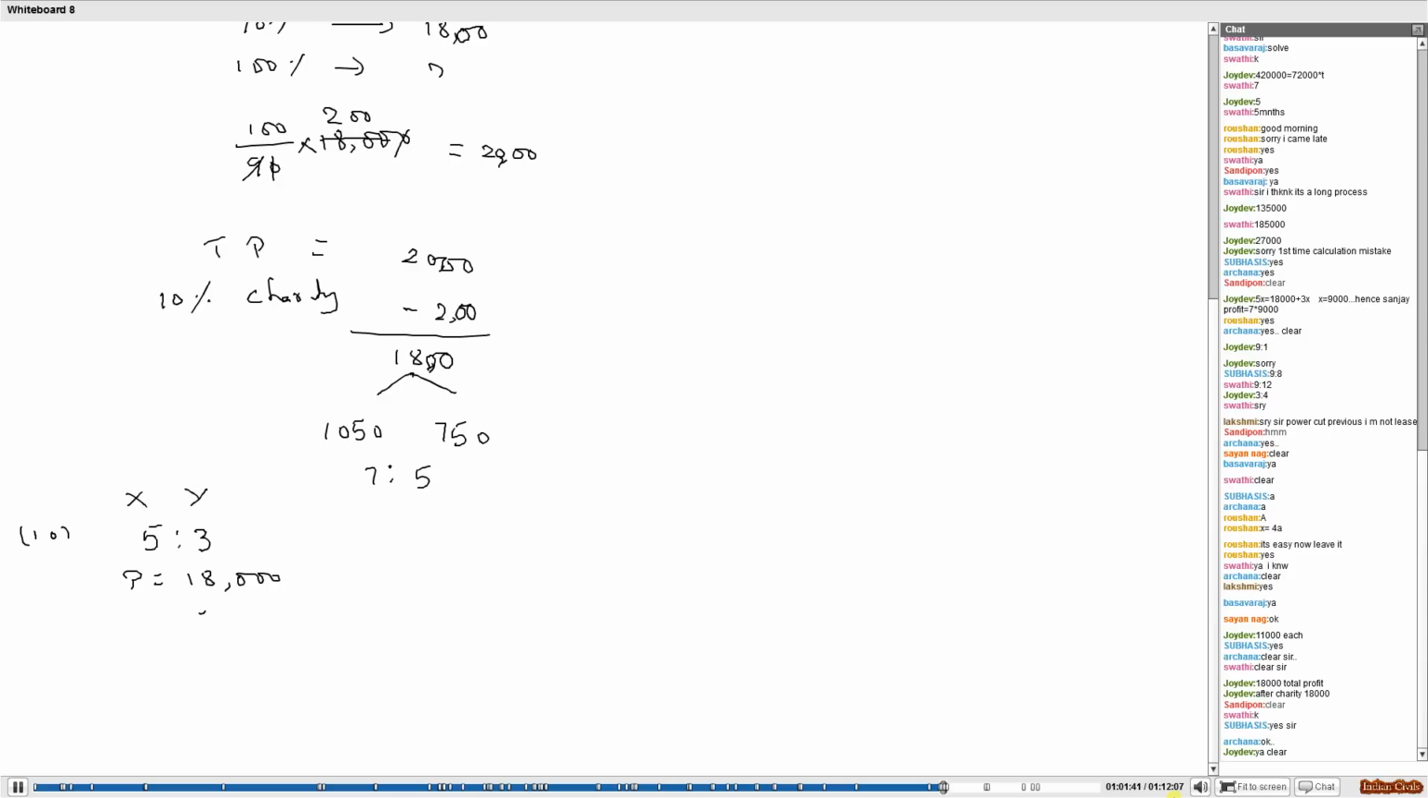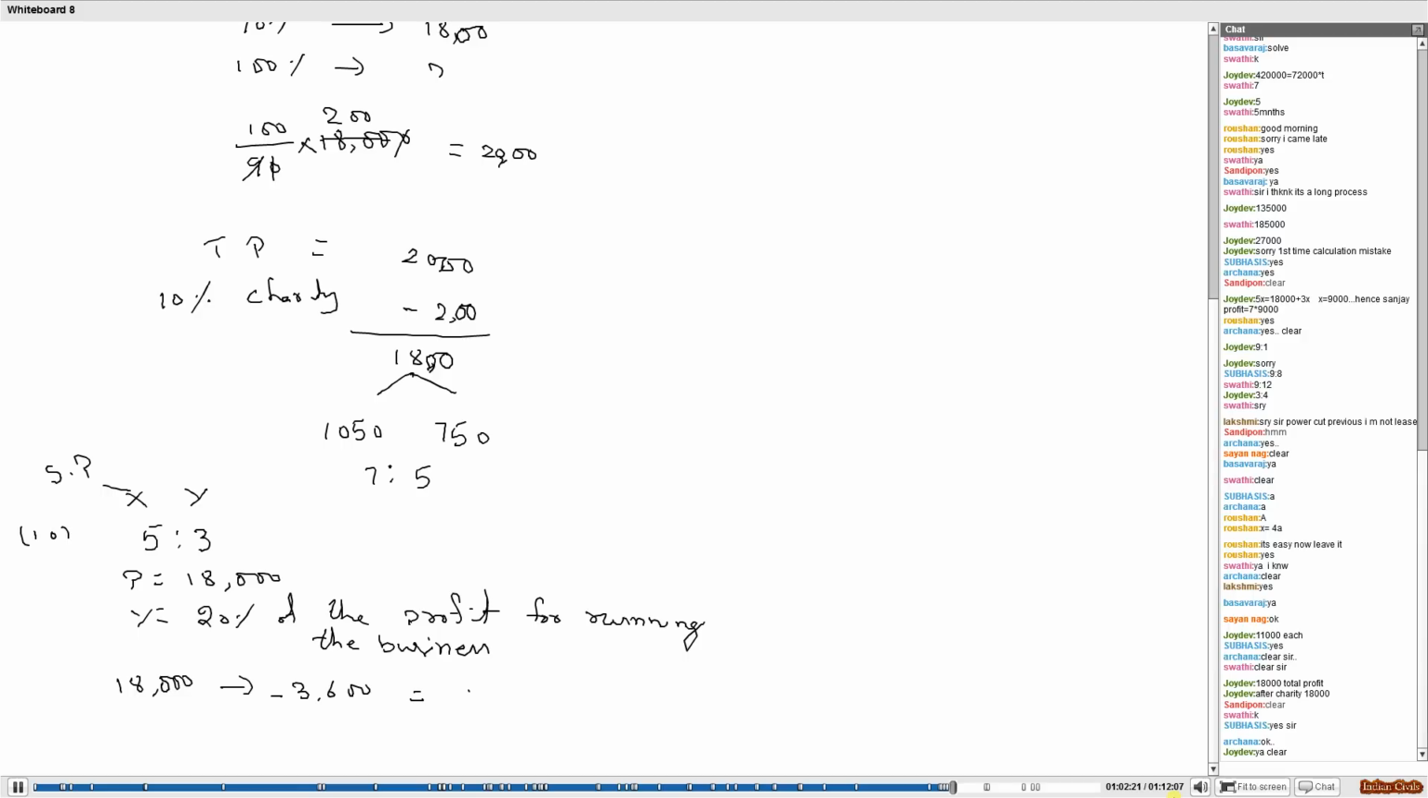Let us take X and Y. Y will take 20% of the profit for running the business, because X is a sleeping partner. The profit is 18,000. From these 18,000, deduct 20%, that is 3,600. What will be the remaining? 14,400 will be distributed between X and Y in the ratio 5:3.